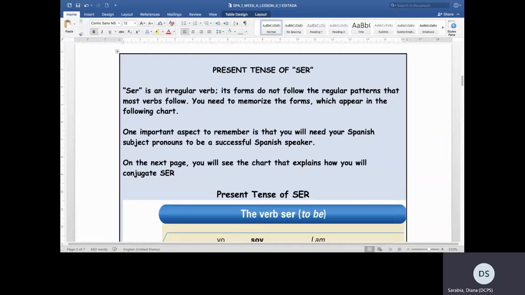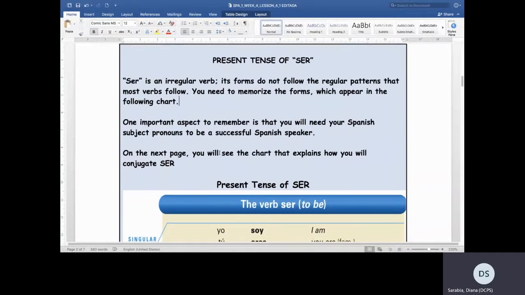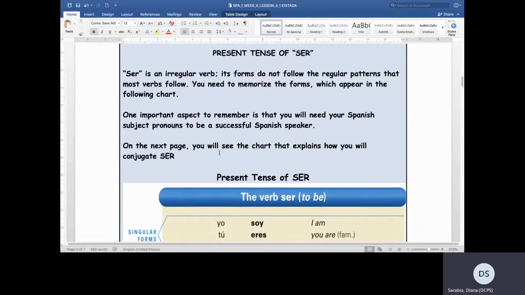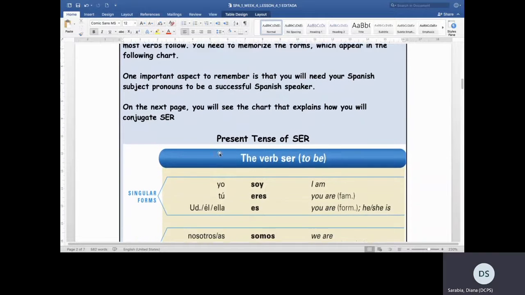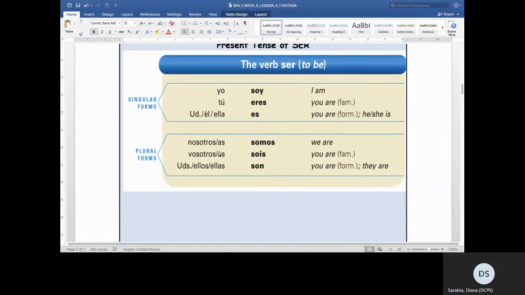It is important at this point that you memorize this form of the verb, okay? While you get used to the sound and the right written form. Another important aspect to remember is the pronouns. You need to memorize the pronouns for now, okay? So let's conjugate el verbo ser.